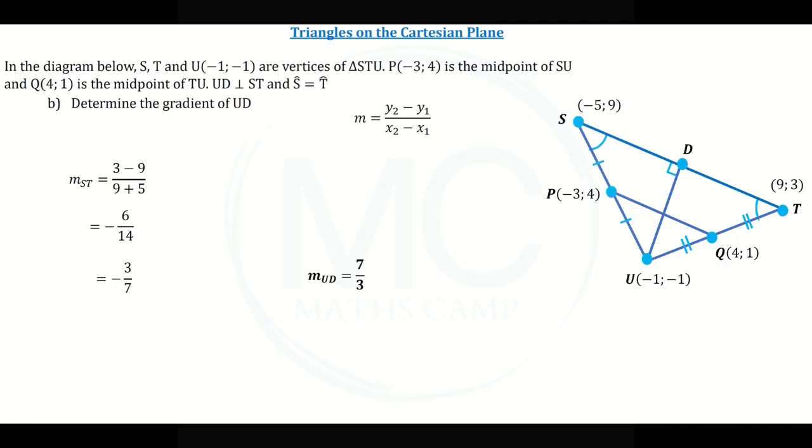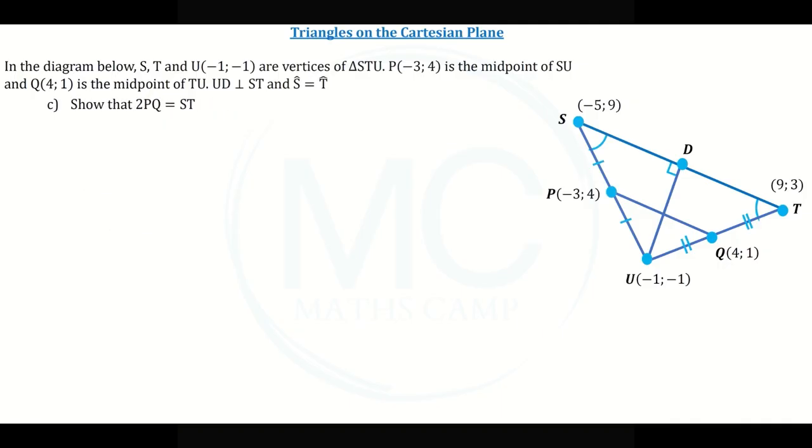Now we can move on to part C. Show that 2PQ is equal to ST. To show that ST is twice the length of PQ, we first need to use the distance formula to find the distances of ST and PQ. Let's start with ST. Let's say that S is our first point and T is our second.